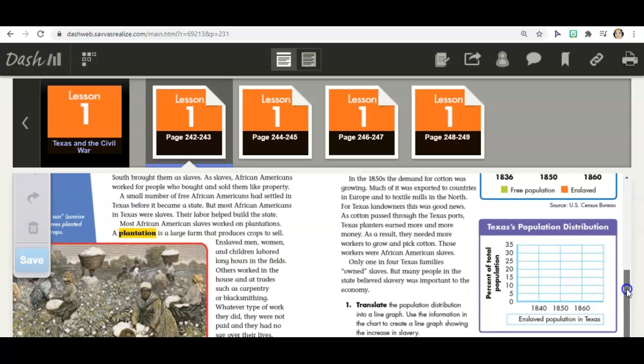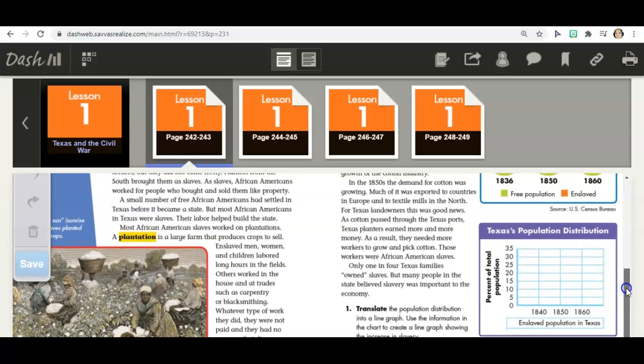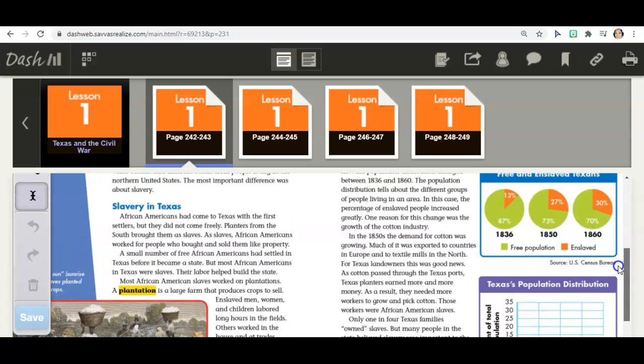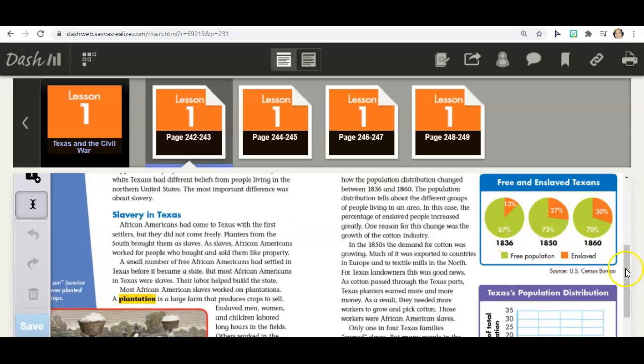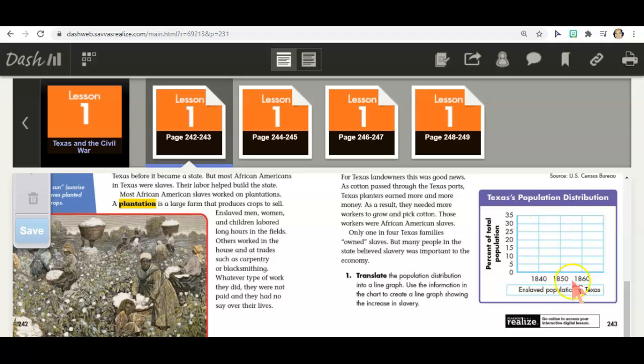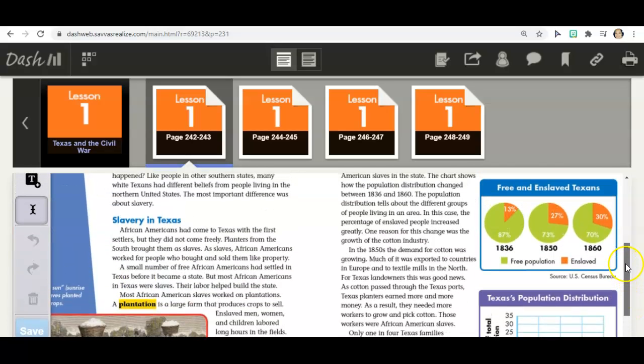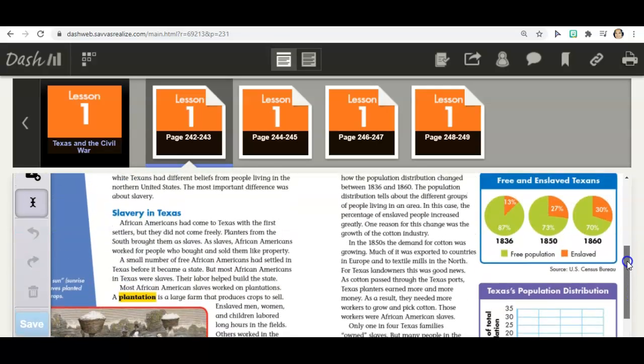So one of your activities is going to be to plot the information from the enslaved Texans onto this graph, and they want to know what percentage of the population was enslaved in Texas. When you look at this pie chart, you'll see that the free population is in green, the enslaved population is in orange. The first one is 1836. The enslaved population was 13%.